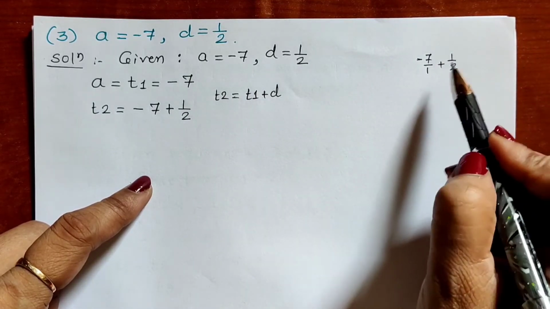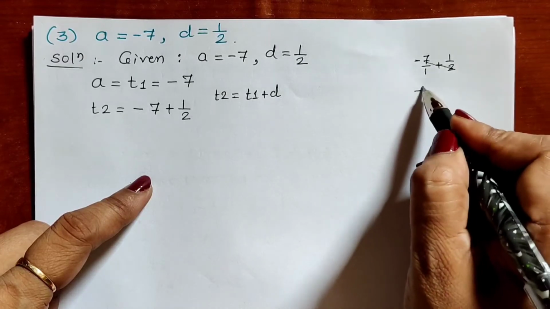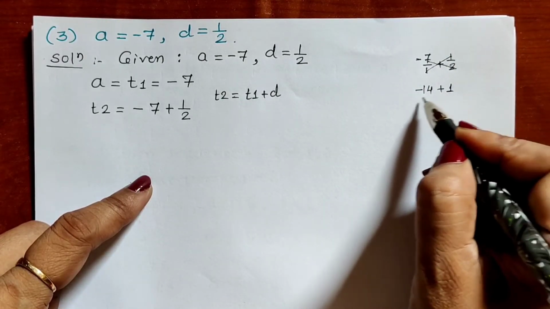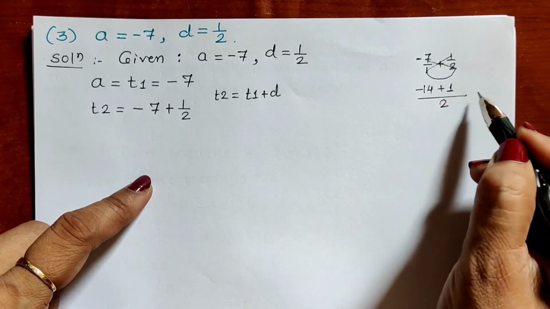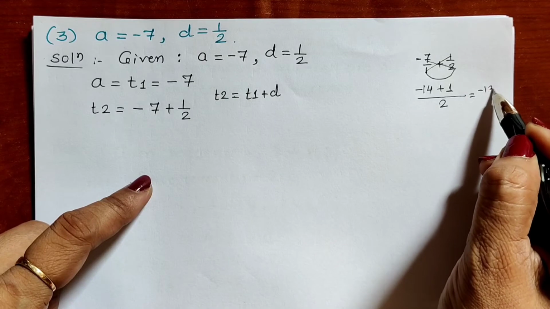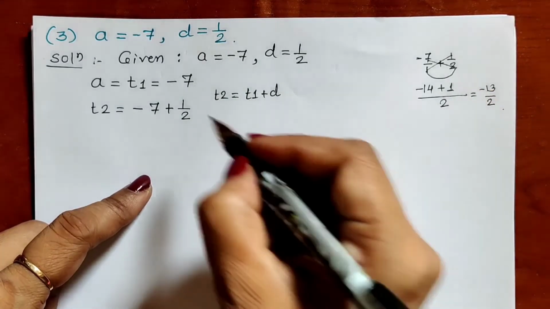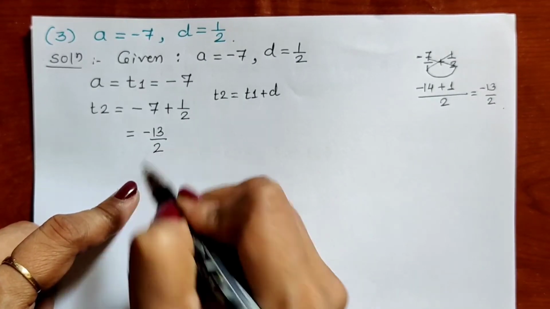Let us solve it by cross multiplication. Minus 7 into plus 2. It will be minus 14 plus 1, ones are 1 and 1 into 2 is 2. So minus 14 plus 1. What will be the answer? Minus 13. Minus 13 upon 2. So here the answer is T2 is minus 13 upon 2.